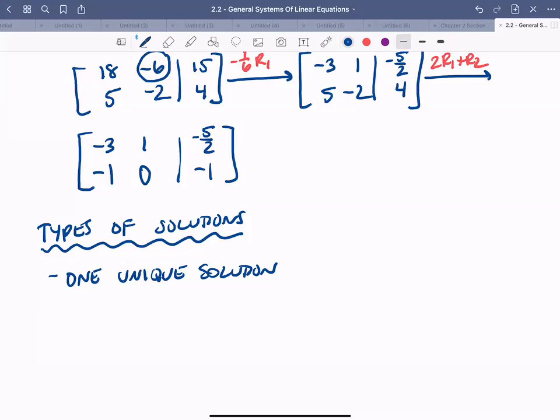The other way is to say, hey, they don't connect. So if they don't connect, what does that mean? That means that we have no solution. And the last one is that, oh goodness, they always connect and intersect. This is infinitely many solutions.